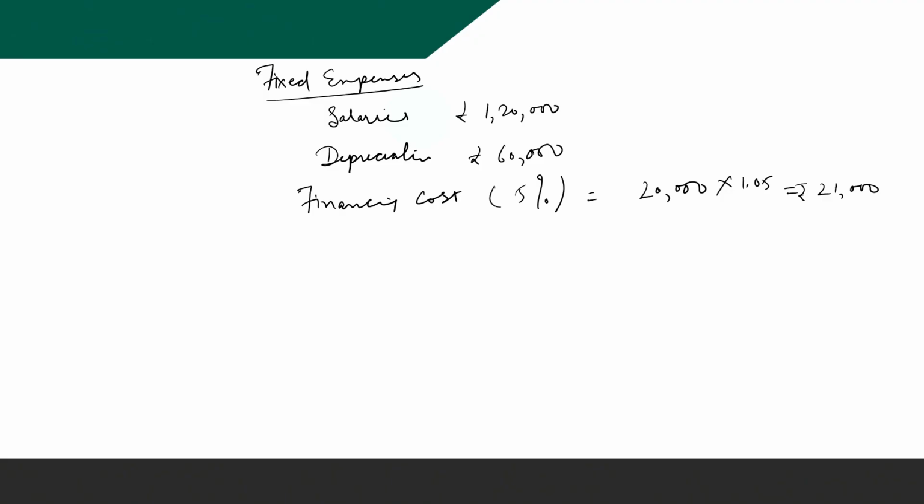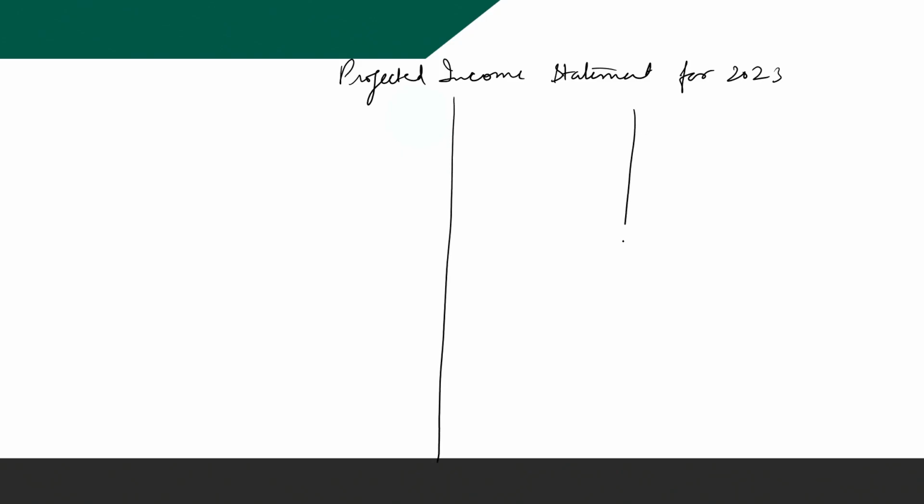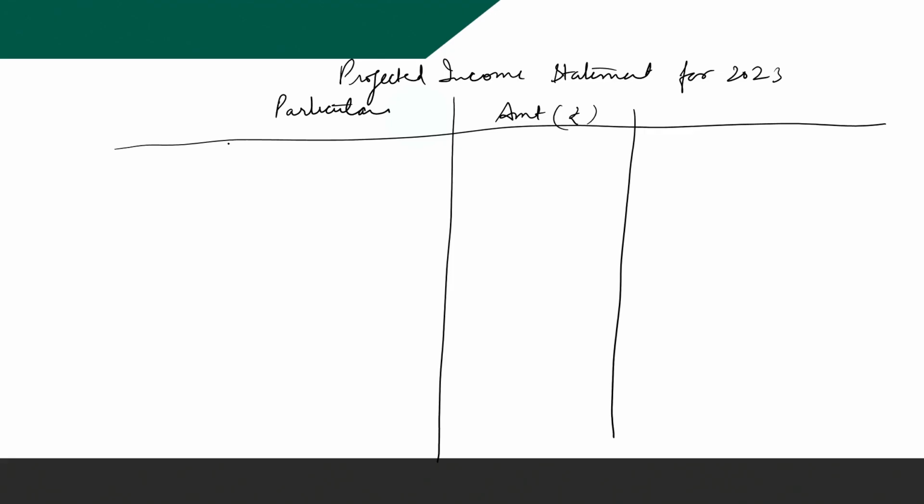Now, after computing all the components, we are in a position to go for the projected income statement. So now we will prepare the projected income statement for 2023, dealing with every piece of information that we have just calculated. I'm taking particulars and amount into consideration. The first we calculate for the income statement was sales. The new figure of the sale we calculated is 7,50,000.